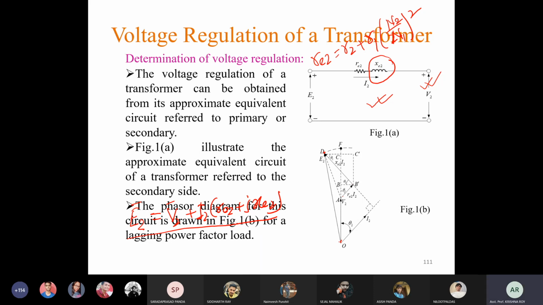And this phasor diagram also satisfies this equation: E2 is equal to V2 plus I2 RE2 plus jI2 XE2. Okay, so this is for lagging power factor. V2 is leading I2, or I2 is lagging V2 by an angle of theta 2. Okay, now we will use this phasor diagram for the calculation of voltage regulation.